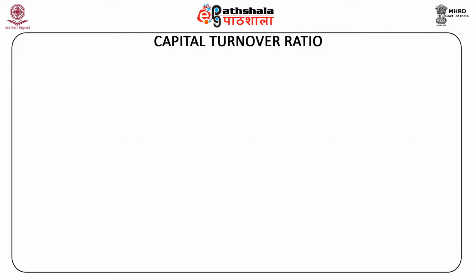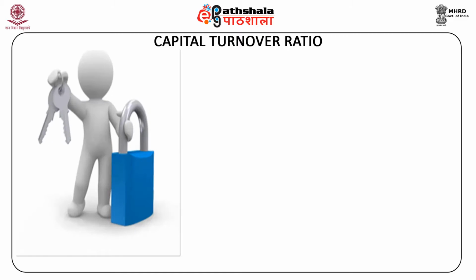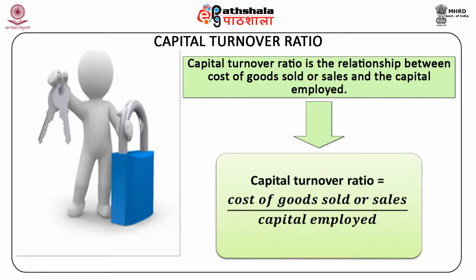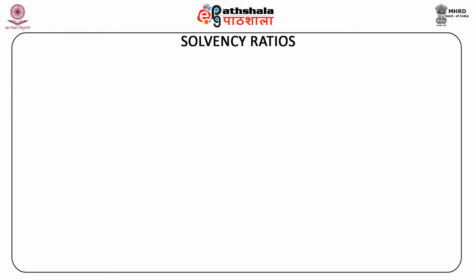Capital turnover ratio. Capital turnover ratio is the relationship between cost of goods sold or sales and the capital employed. This is given by the formula. Capital turnover ratio is equal to cost of goods sold or sales divided by capital employed. Solvency ratios.